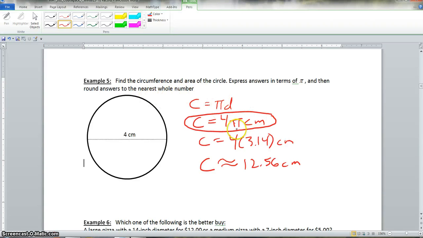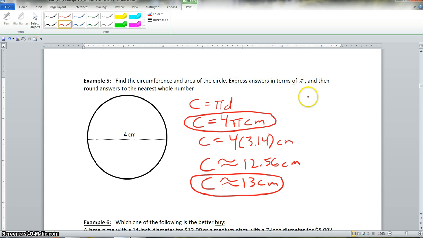Okay, picking up where we left off. We left off with finding the approximate answer for the circumference, but it also asks us to round answers to the nearest whole number. So 12.56 is approximately 13. So our final answer here will be 13 centimeters, or approximately 13 centimeters.